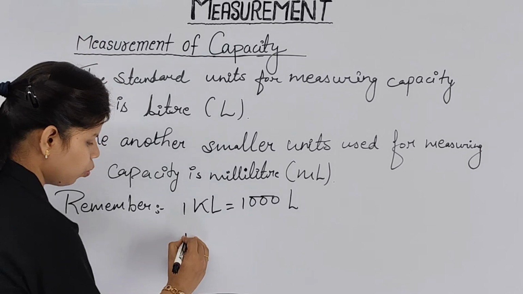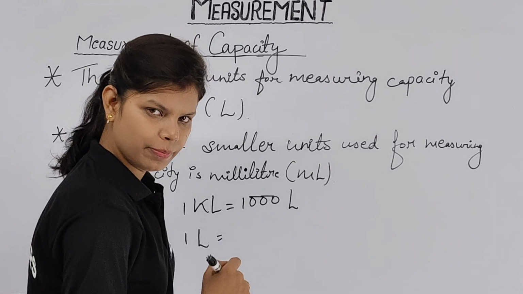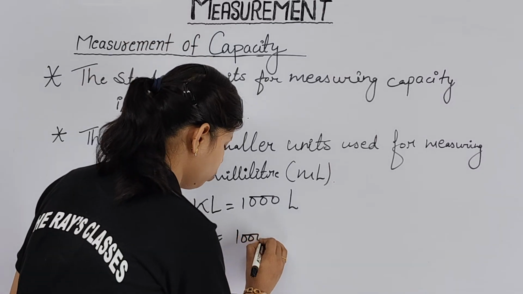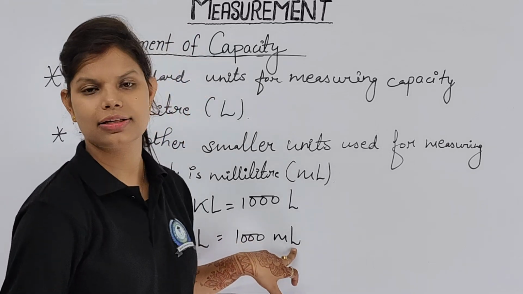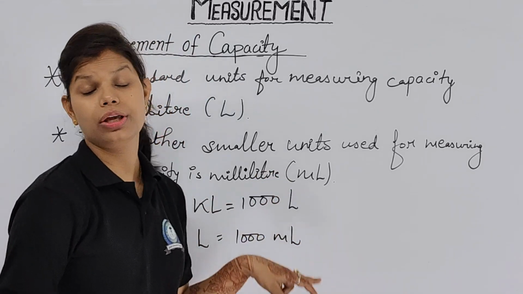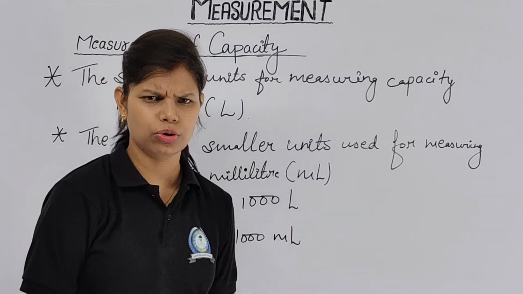Next, if somebody asks you 1 liter equals how many milliliters, you have 1 liter equal to 1000 milliliters. See children, again and again I am mentioning this as a capital one. These are all things you have to keep in mind. Understood? You are not supposed to mention it. You can mention it, that's all. Nobody is going to notice.